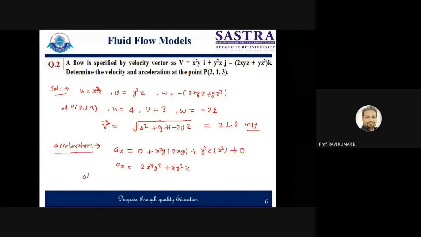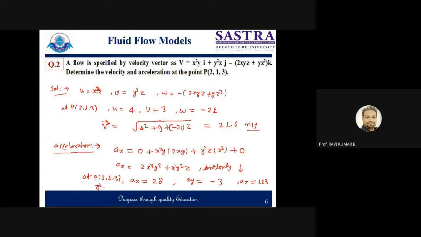Better you find out the value at the point itself, (2, 1, 3). So find out ax, 28. This is the first thing that you have calculated, ax. Similarly, you go for ay and similarly go for az. So the total acceleration magnitude, if you are calculating, will be coming around 126.2 meter per second square. So this is the answer for this. Total acceleration is coming 126.2. So az is 123.